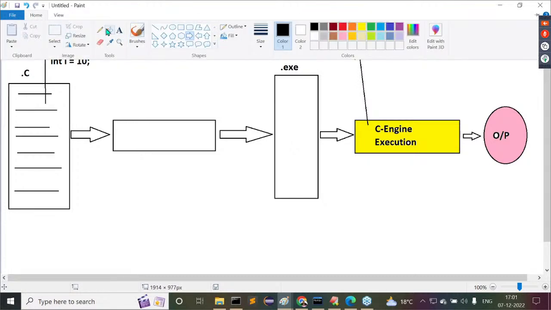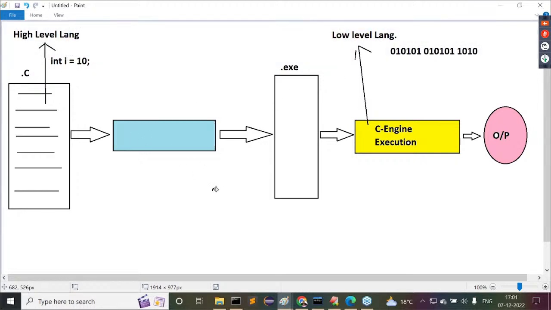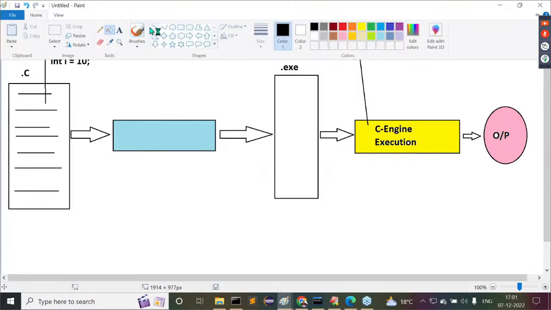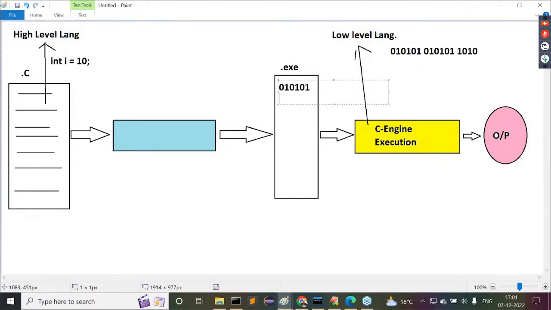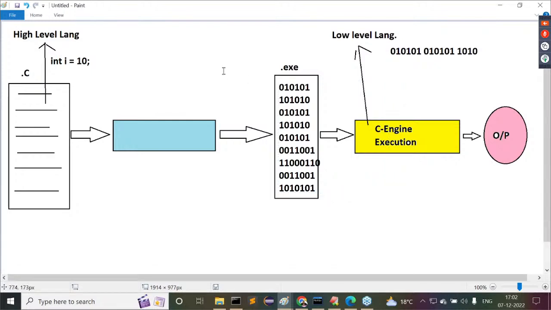All of you guys observe carefully. Understand my point here. We required one process, which we have done, to translate our code from high level code to low level code. This high level code is a normal program, but low level code is available in the form of zeros and ones only. Observe carefully. Like this, now this .exe file exists. All of you are getting clarity on this point now?